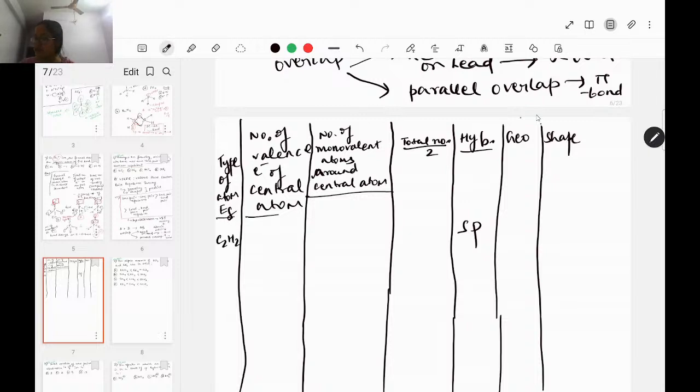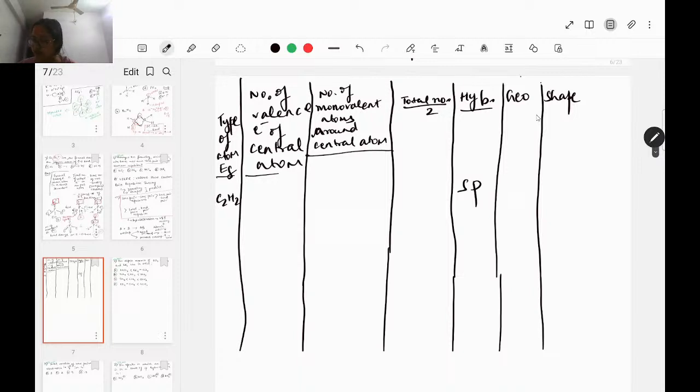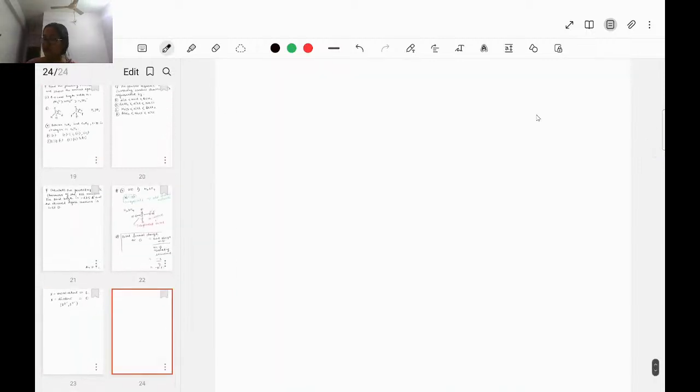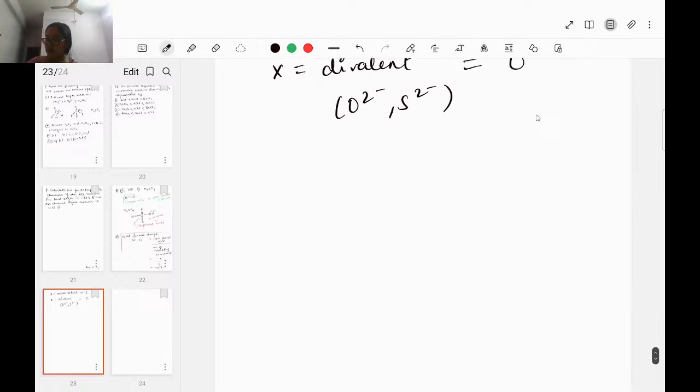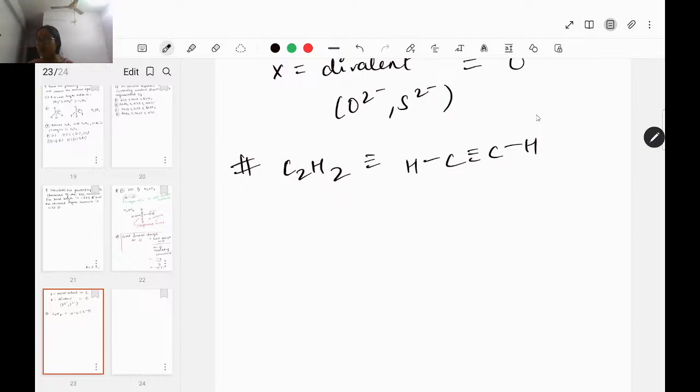I guess it is very clumsy. I think I should do it in a different way. I'm directly drawing it over here. It is very clumsy. Okay, so what happens over here? Just see. We have C2H2, right? We know this is alkyne. So it looks somewhat like this. It has a triple bond. Okay. So how to find out its hybridization?